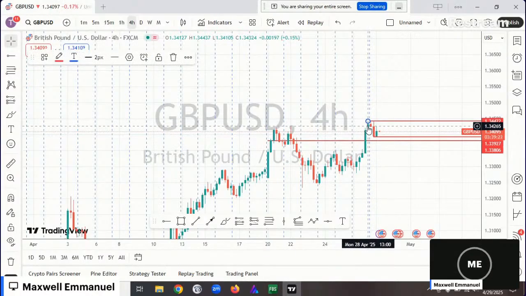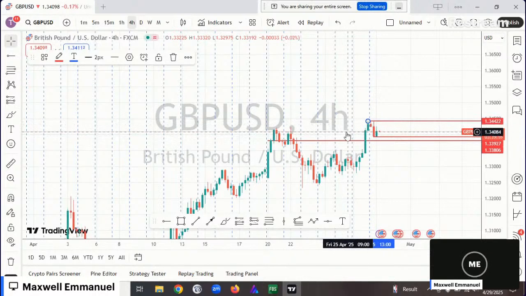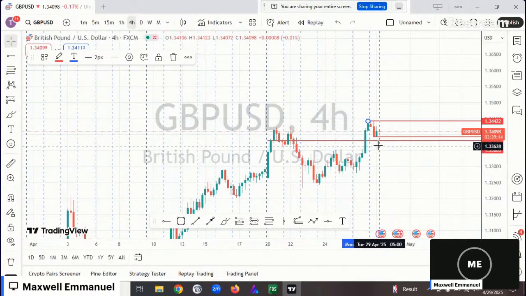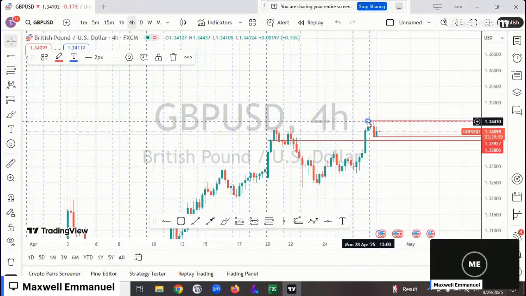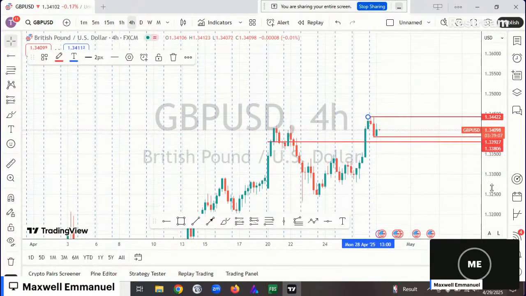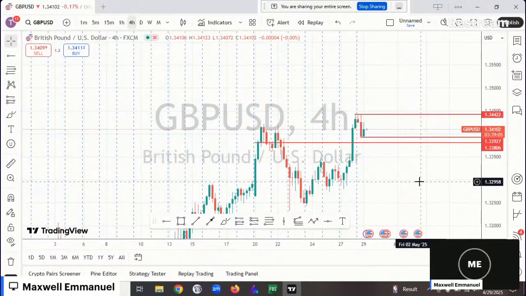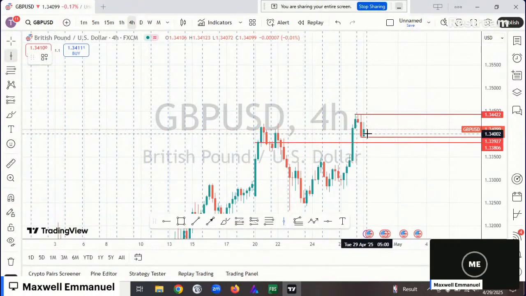This was the last candle for yesterday's market. So it's likely going to go for this high. Your stop loss should be below this level, and your TP should be above this high. So that's my take on GU. GU is bullish at the moment. Let's see what we have on 1 hour.